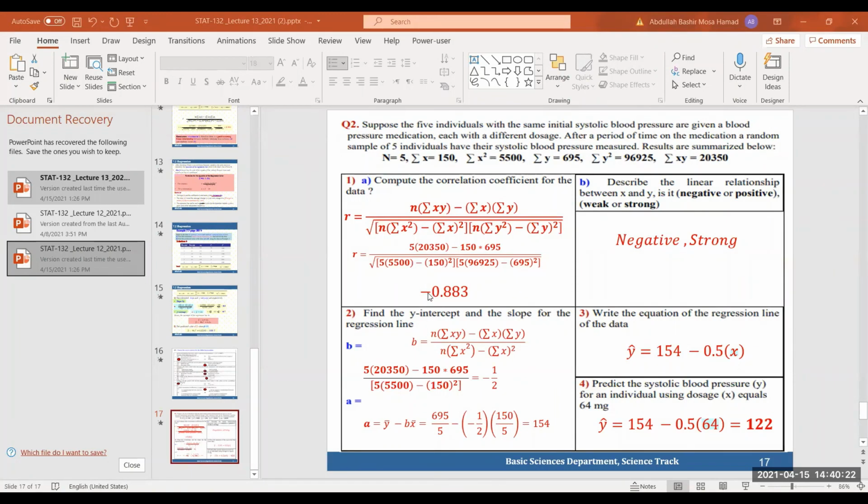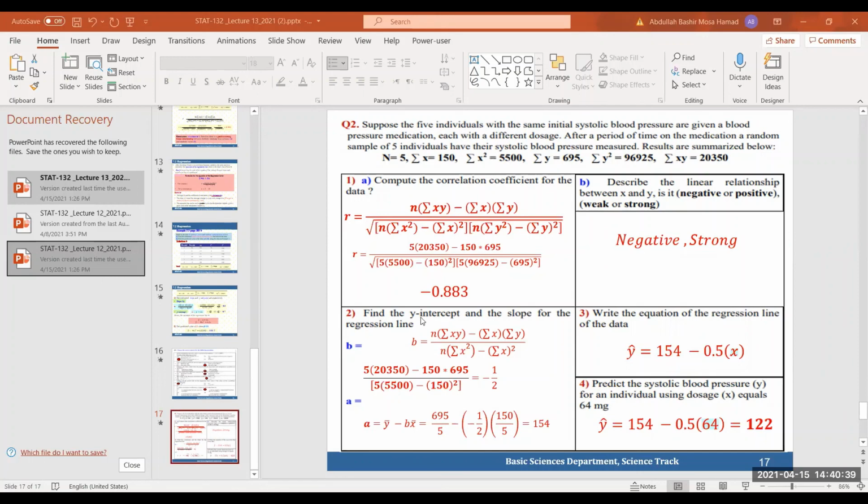Describe this relation, just we write it is negative. Why negative? Because it is negative. Why strong? Because it is close to 1. So it is negative, strong, linear relationship. Linear relationship by default.